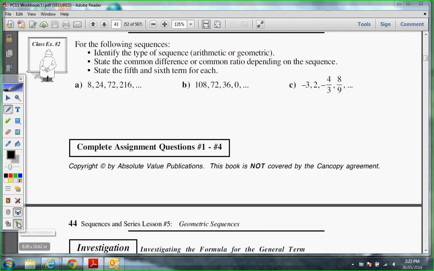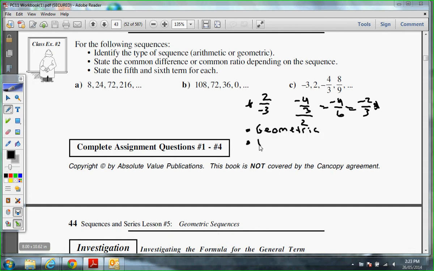All right, for C, let's go ahead and set this up here. So 2 over negative 3, that's the first one. And the second one is negative 4 over 6, which reduces to negative 2 over 3. So we have a common ratio of negative 2/3 from this one here and this one here. So my first answer is that it's geometric. My second answer is a common ratio of negative 2/3.